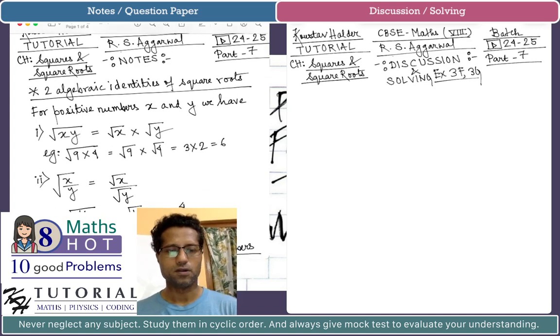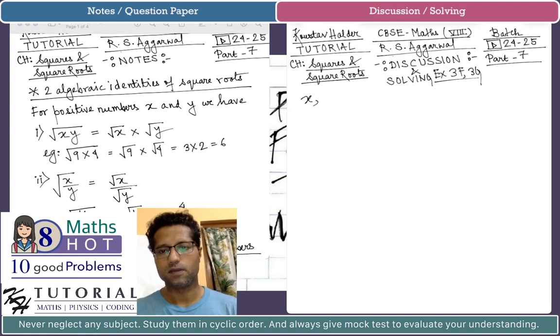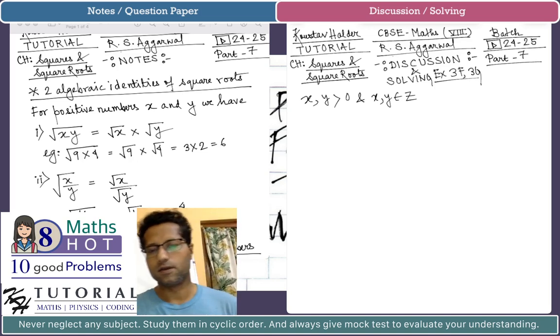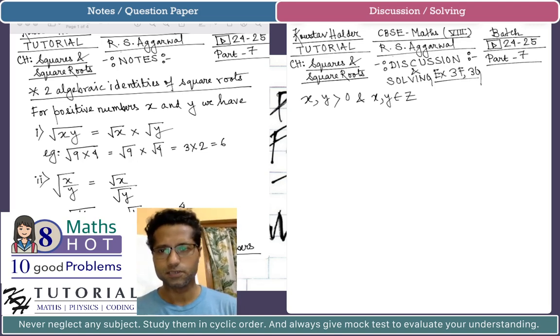there are two properties or algebraic identities you can say about square roots of two positive numbers x and y. So if x and y are two positive numbers, that is x and y are greater than 0 and both x and y belong to Z. The capital letter Z denotes the collection of integers, and this symbol is called 'belongs to'. This is a convention of sets, saying that x and y are integers, and also that x and y are greater than 0, which means they are positive integers.